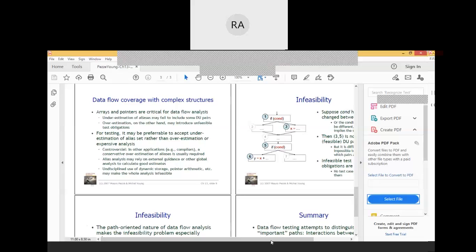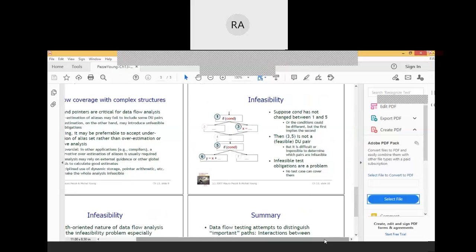Okay, let us try to know about the infeasibility problem. They have taken the same example over here, but only a few things have changed. Here there are 6 nodes, but I am considering only a few nodes over here. That is node number 1, 3, 5, and 6.